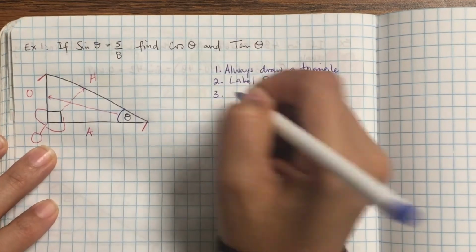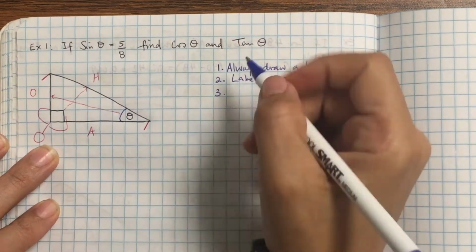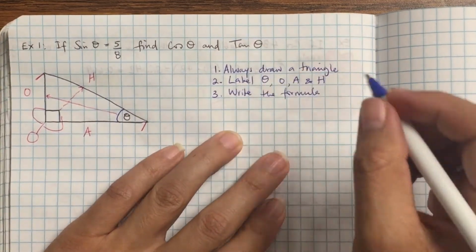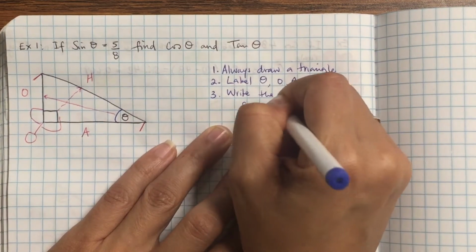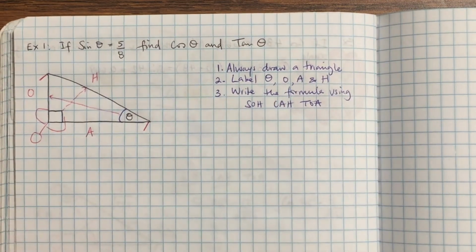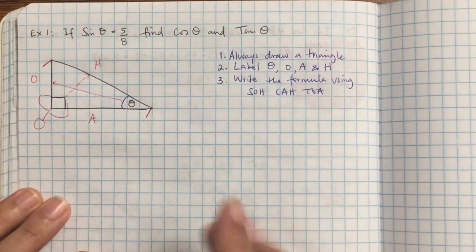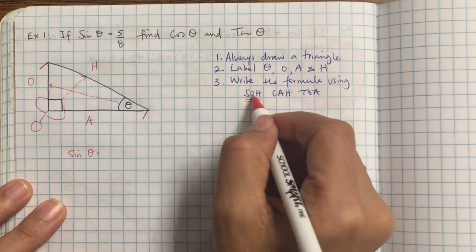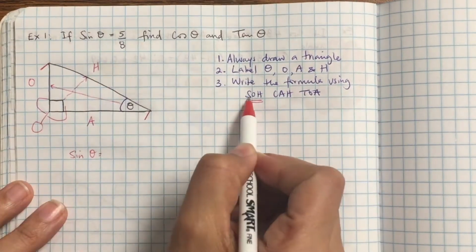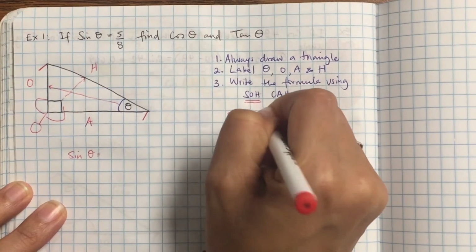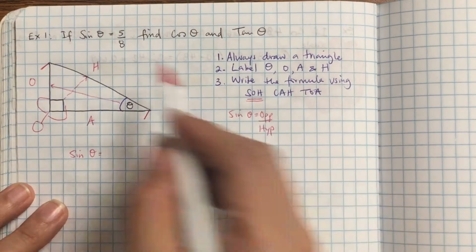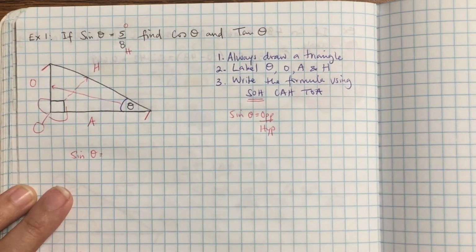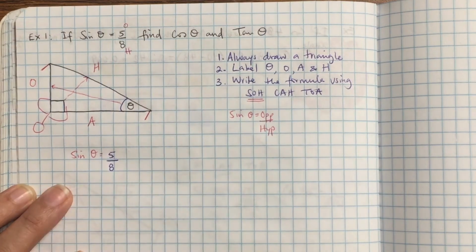So let's write the formula using Sohcahtoa. This is a listening check: color in Sohcahtoa. Sine of theta is opposite over hypotenuse, right? So sine of theta is 5/8, which means that 5 is opposite and the 8 is hypotenuse. It has to be because that's what the formula says.